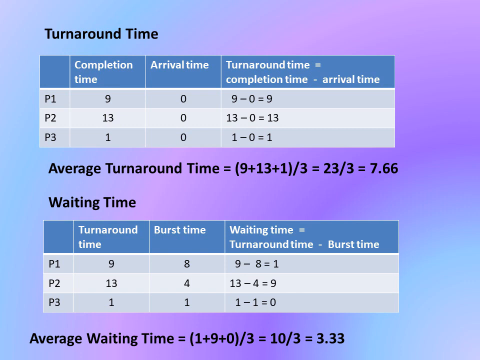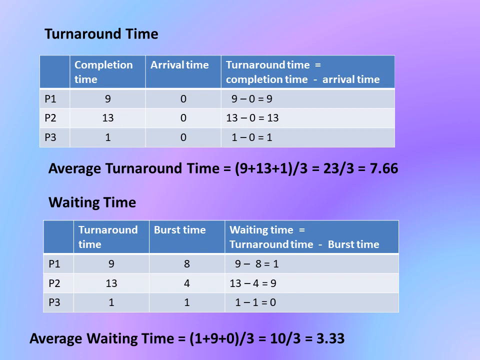Now let us calculate waiting time for each of the processes. So the formula to calculate waiting time is waiting time equal to turnaround time minus burst time. So let us calculate waiting time for each of the processes. So the waiting time for P1 is 1. The turnaround time for P1 is 9 and the burst time for P1 is 8. So 9 minus 8 is equal to 1.